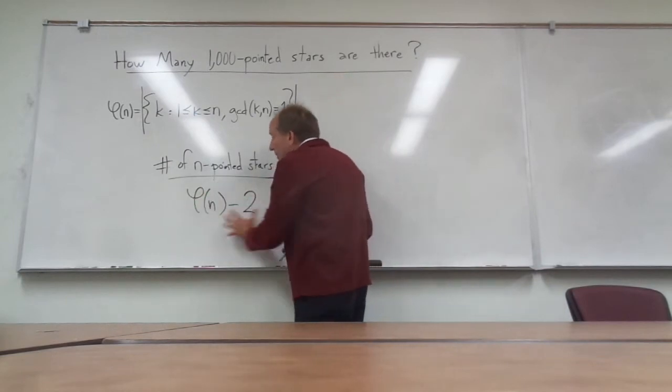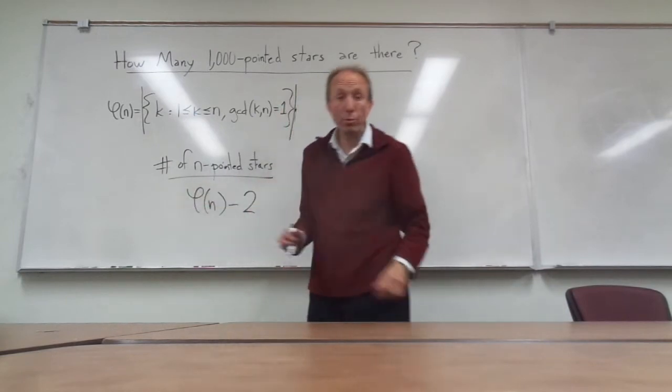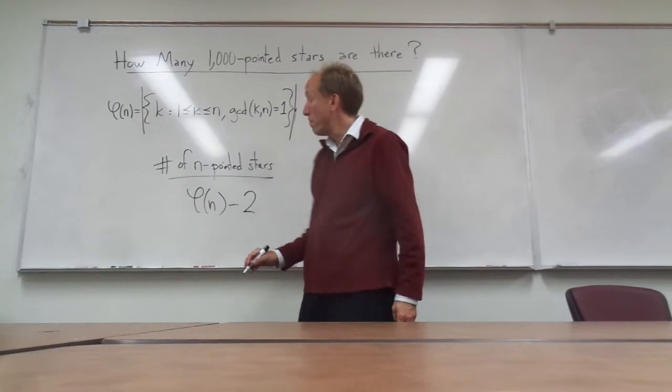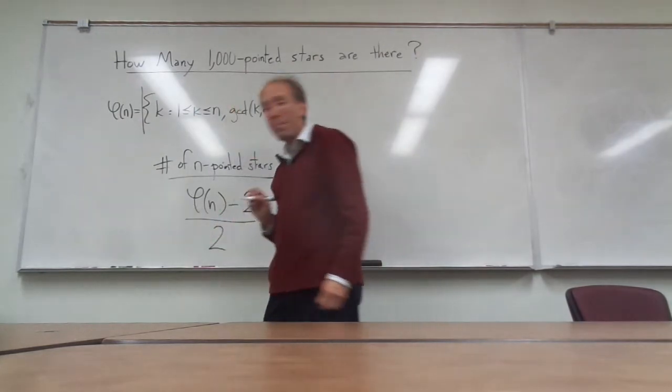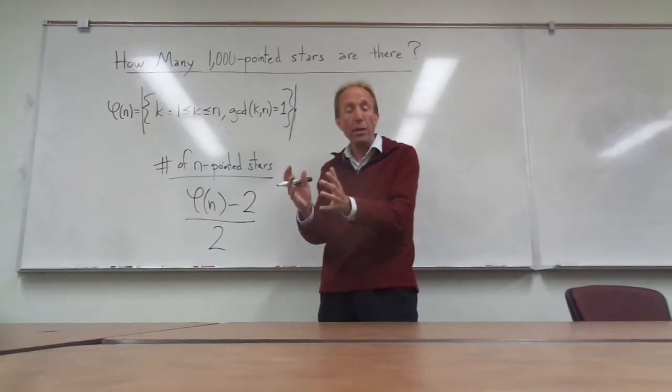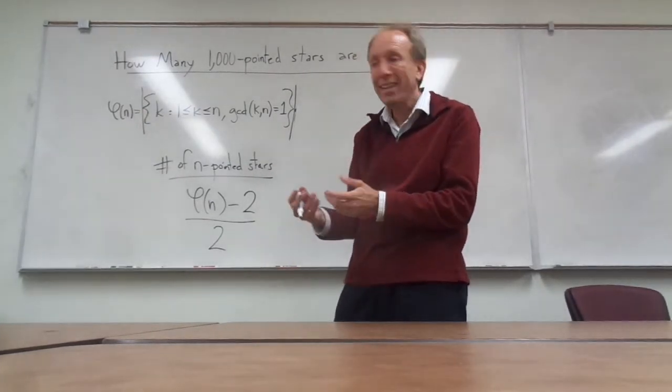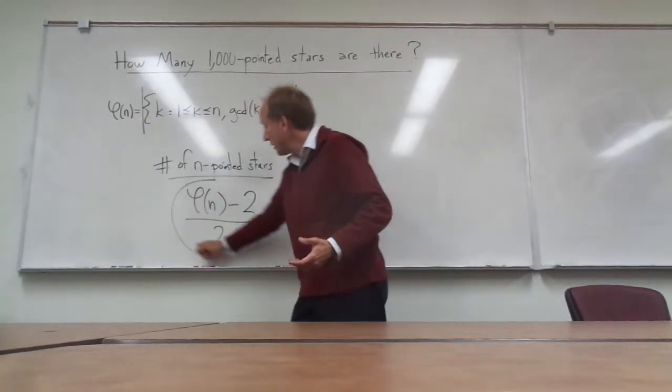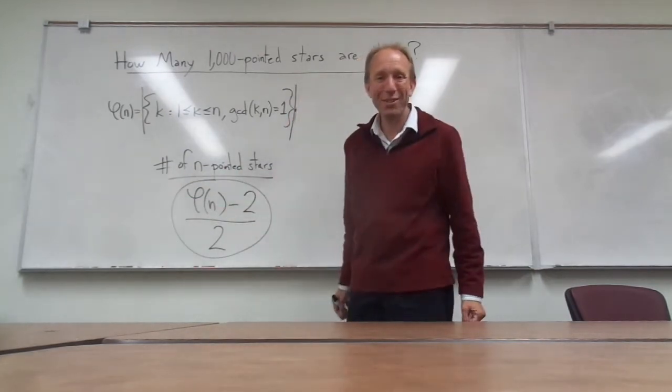So what we have here is the number of j values that actually produce legitimate stars. But we have to take half of that many, right? Because remember that for every value of j that we find, there's another value of j that traces that star in the opposite order. Okay?